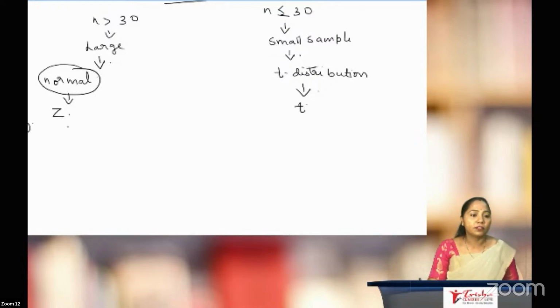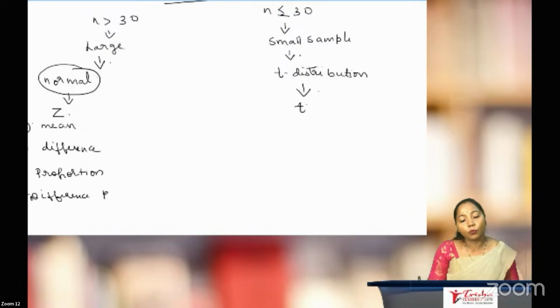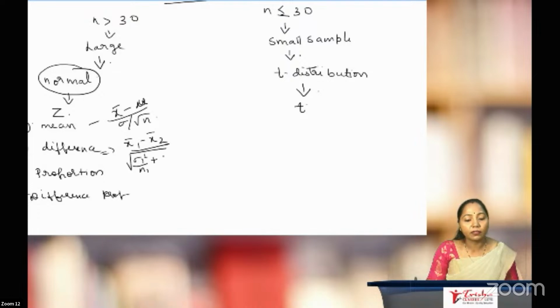Now again, there are 4 applications of Z test. That is testing for significance of population mean. We test for a single mean, and when 2 means are given, the difference between the means. And then we have test for population proportion, and then difference in the proportion. So we have x bar minus mu by sigma by root n. Then we have x bar 1 minus x bar 2 by root of sigma 1 square by n1 plus sigma 2 square by n2, difference between the means.